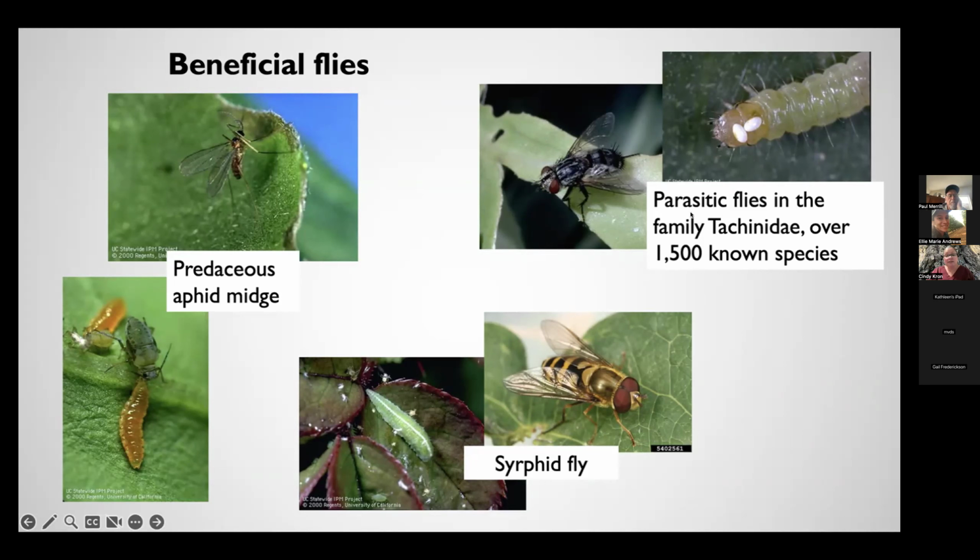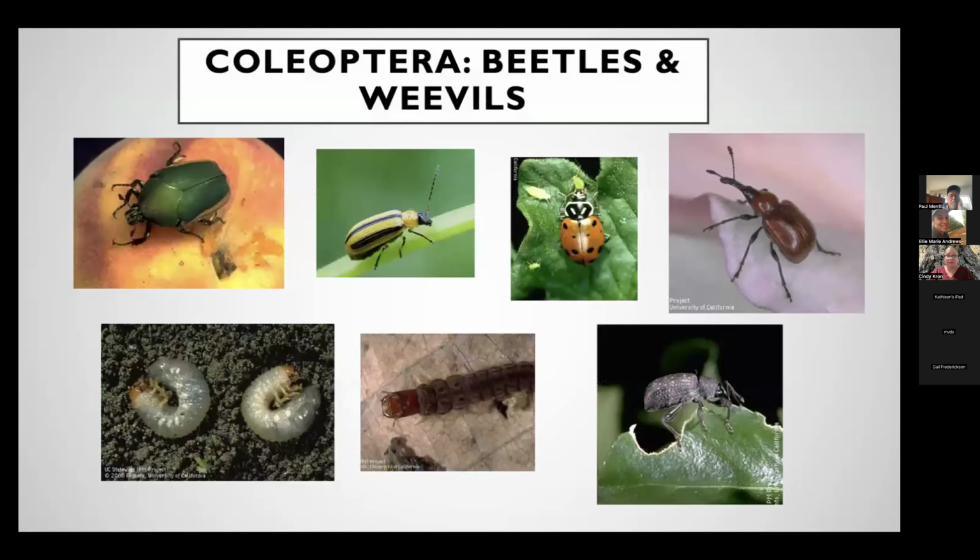Parasitic flies. So here's the family Tachinidae, and they lay their eggs, say, on larvae, moth or butterfly larvae. The larvae will emerge, and then they will feed on the larvae until it dies, and then pupate, and then emerge as an adult tachinid fly.